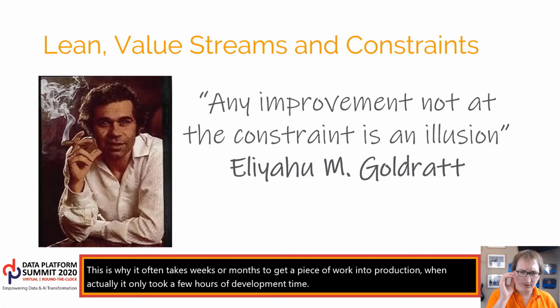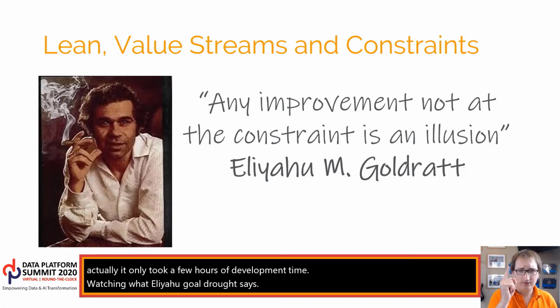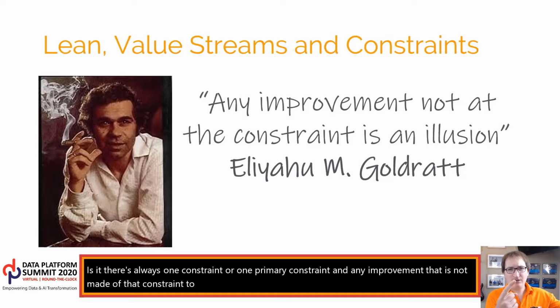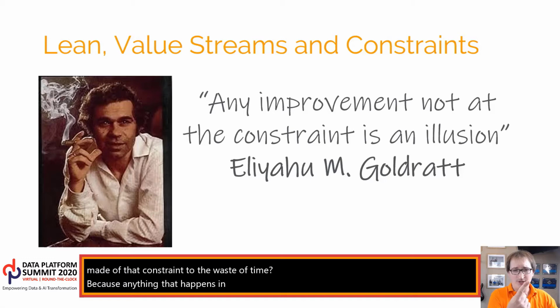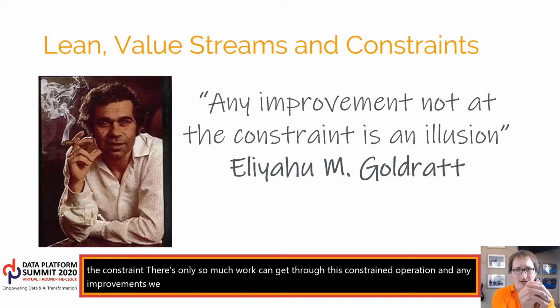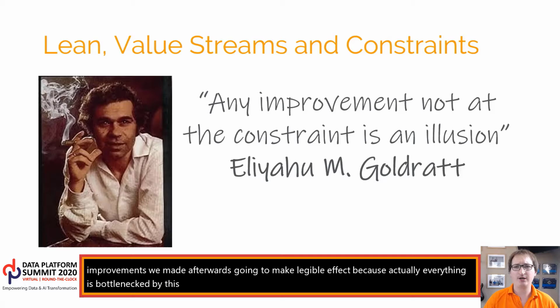What Eliyahu Goldratt says is that there's always one constraint, or one primary constraint, and any improvement that is not made at that constraint is a waste of time. Because anything that happens in the process before that constraint just piles up work before the constraint, because there's only so much work that can get through this constrained operation. And any improvements we make afterwards are going to have negligible effect, because actually everything is bottlenecked by this single constraint. And Gene Kim elaborates on this in IT.